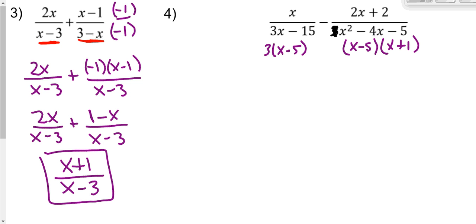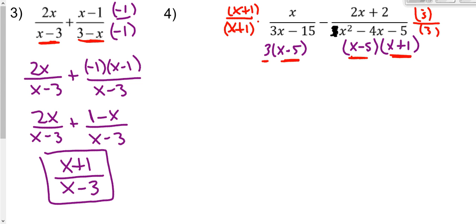All right, so now we're figuring out our least common denominator. So we're going to need a factor of 3 because one denominator has it. We're going to need an x minus 5 because they both have it. And we're going to need an x plus 1 because one denominator has it. So that means we need to multiply our first fraction by x plus 1 over x plus 1, since that's the factor it didn't have. And we need to multiply our second fraction by 3 over 3, since that's the factor it didn't have.